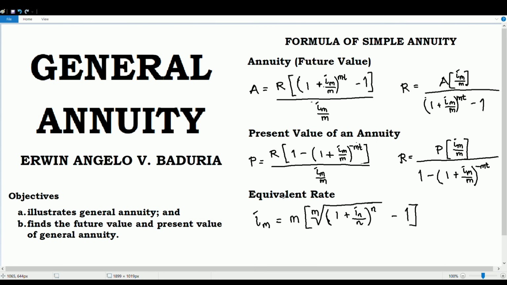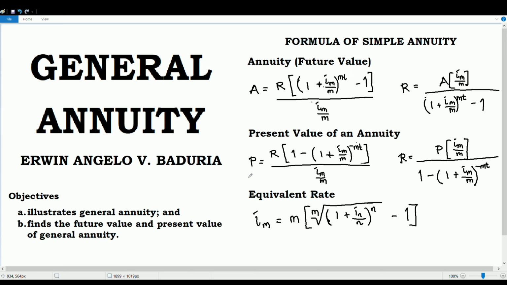Let me introduce to you the formula of general annuity. For the amount of annuity, A is equal to R times the bracket of the quantity 1 plus i sub m over m raised to mt minus 1, all over i sub m over m. The value of the regular amount when the annuity is provided is equal to A times i sub m over m, all over the quantity of 1 plus i sub m over m raised to mt minus 1.